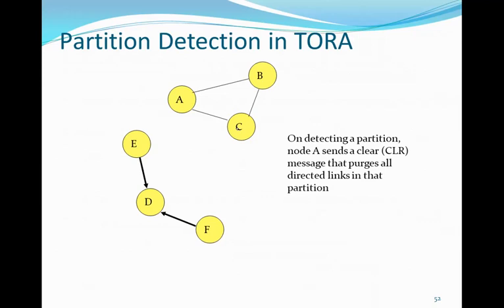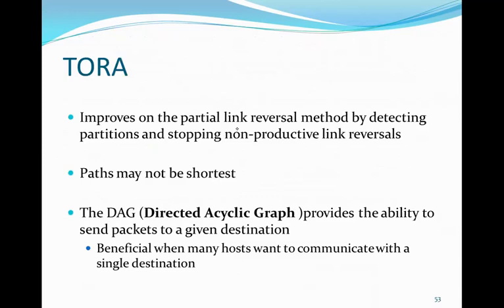So node A actually updates the information inside the memories of nodes B and C. Therefore, nodes B and C will not send any packet for node E to node A, which was earlier sent to node A because node A had a route or path to node D. So if we have a look, this TORA protocol improves the partial link reversal method by detecting the partition and stopping non-productive link reversal.